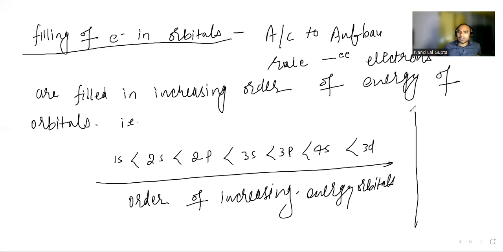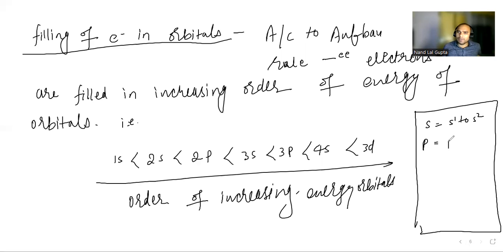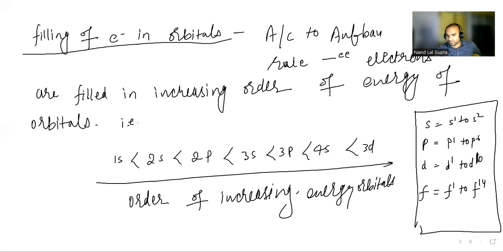If you talk about the s orbital, it can be s1 to s2. The p orbital can be p1 to p6. The d orbital will be d1 to d10, and the f orbital will be f1 to f14. So how do we have to fill? Firstly, you write down this one. Then we will go for the examples. Yes, sir. Okay.